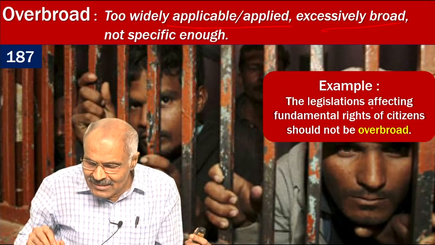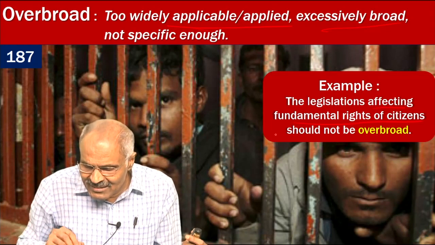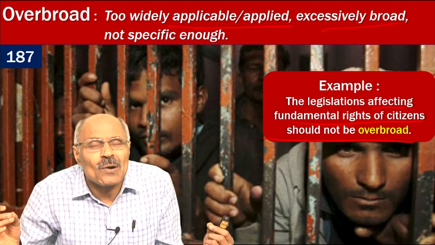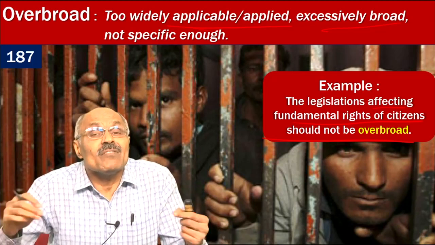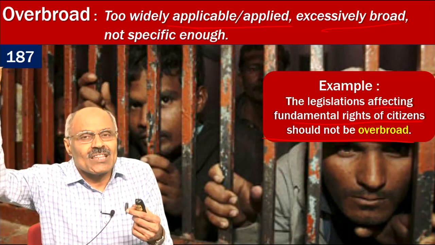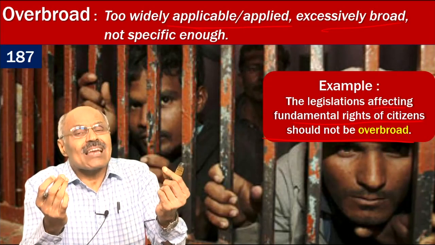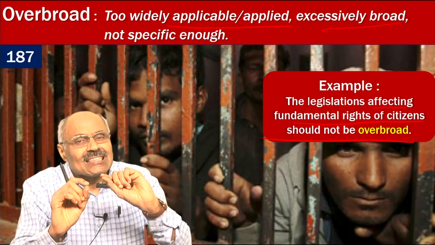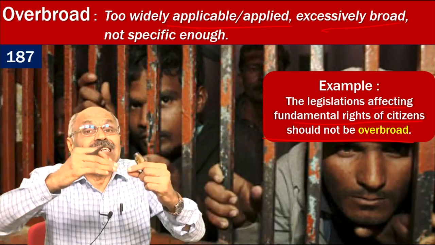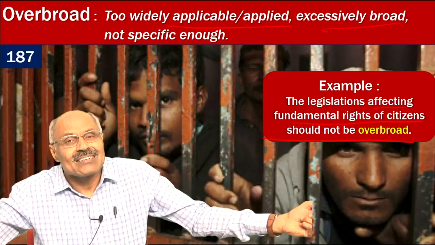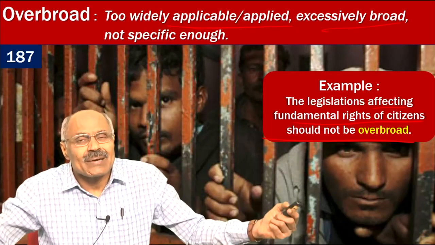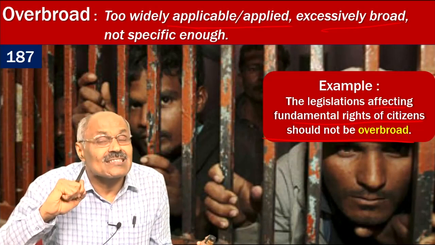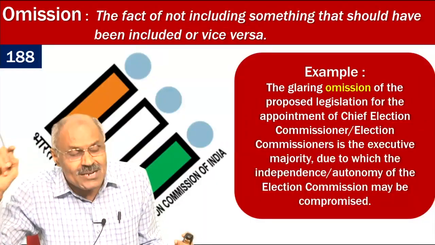Here you see, the legislations affecting fundamental rights of citizens should not be overbroad. If these are overbroad, then what happens? The government will get a lot of power. If there are vague references like sovereignty of the country, security of the country, integrity of the country, then such type of words, they can be interpreted in any way by the government. Whatever way they want, they can interpret. So therefore, various legislations restricting the fundamental rights of citizens should not be overbroad.